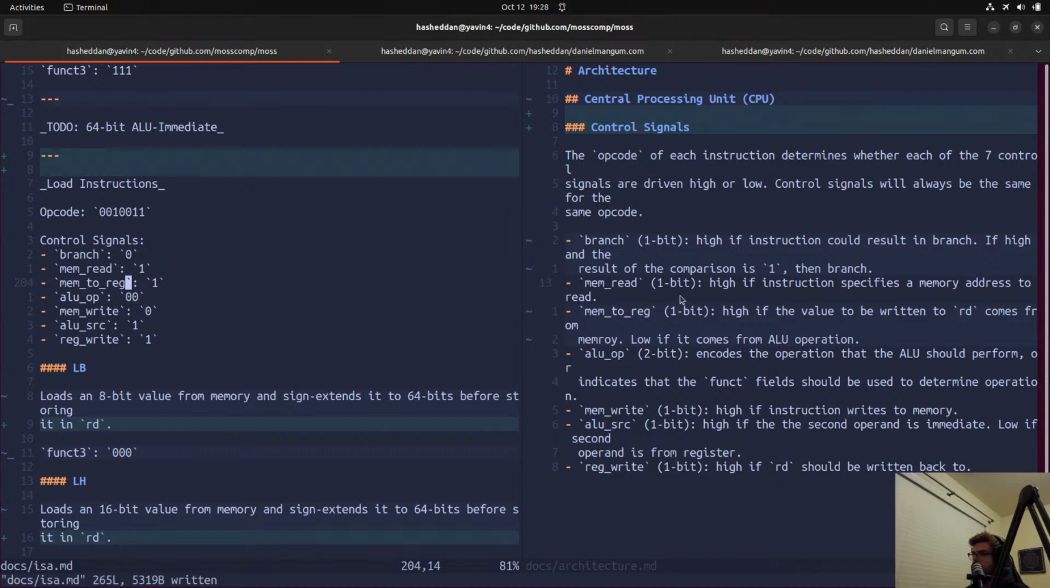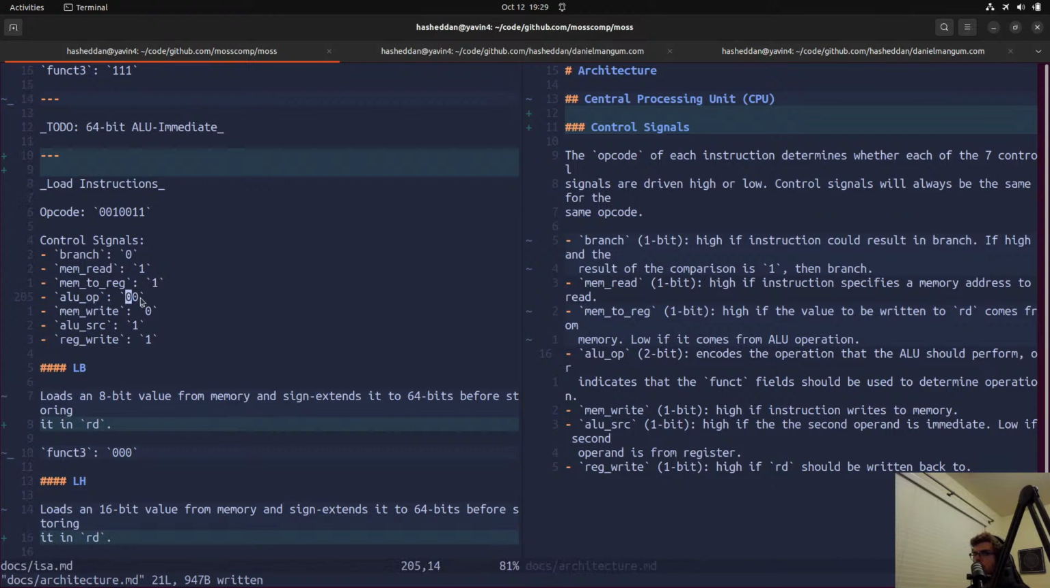And then we'll determine if that value is going to be used to read from memory. MemToReg is also high if the value written to RD comes from memory, low if it comes from an ALU operation. So we're getting the read address from the ALU, but we're writing back to a register, RD in this case, from the value we read from memory at the address specified by what came out of the ALU.